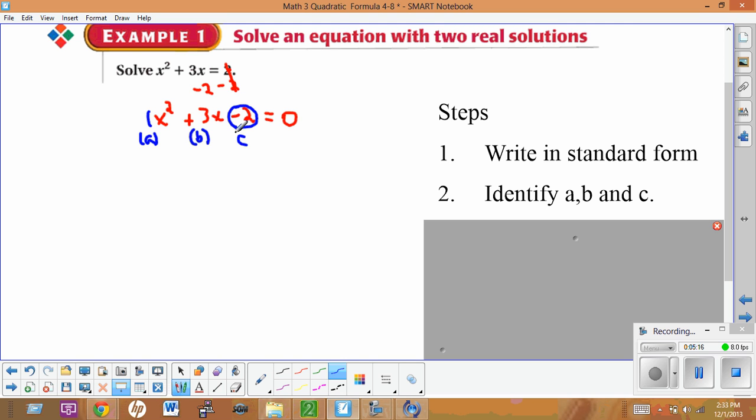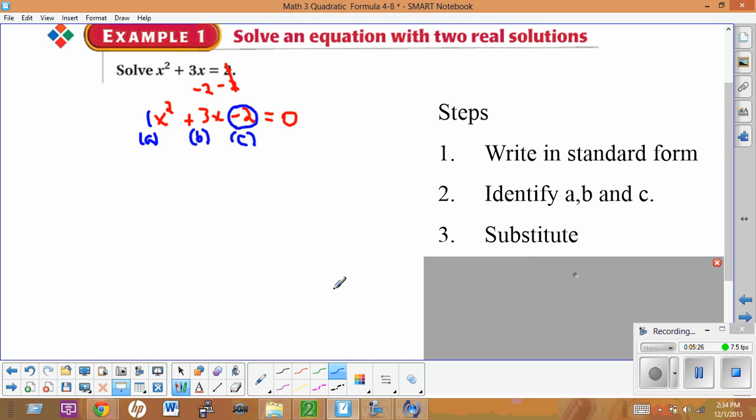A is 1, B is 3, C is -2. So we wrote in standard form, we identified A, B, and C. Step 3 is the substitution. Now when we substitute, the easiest way not to make a mistake is to write down the formula first. That's what I'm going to do.